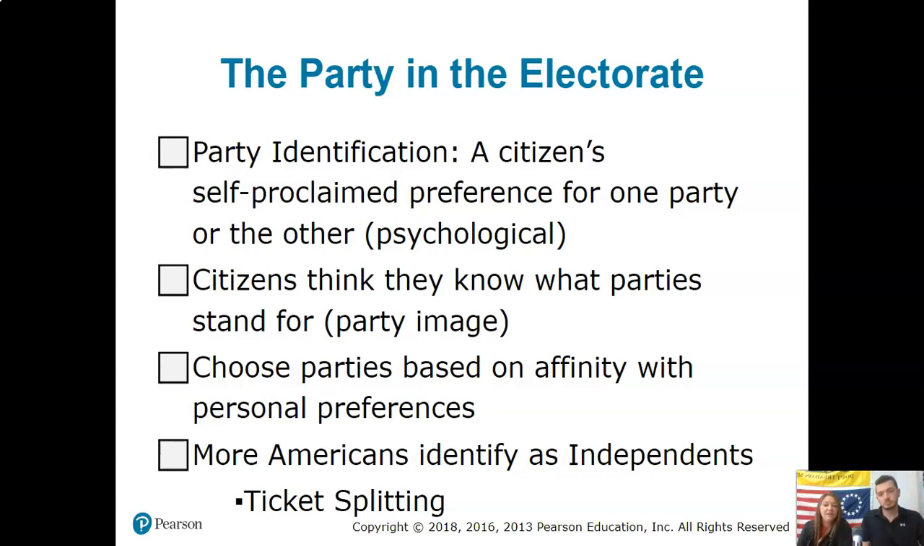Citizens choose parties based on affinity with personal preferences. So we as Americans align ourselves with our personal preferences. If I am someone who is pro-choice, I'm probably going to align myself with the Democratic Party, right? Is that always cut and dry, black and white? Not necessarily. As Mr. Shaw said before, some people might lean conservative on economic issues and more liberal on social issues. So it's not necessarily one side or the other all the time.